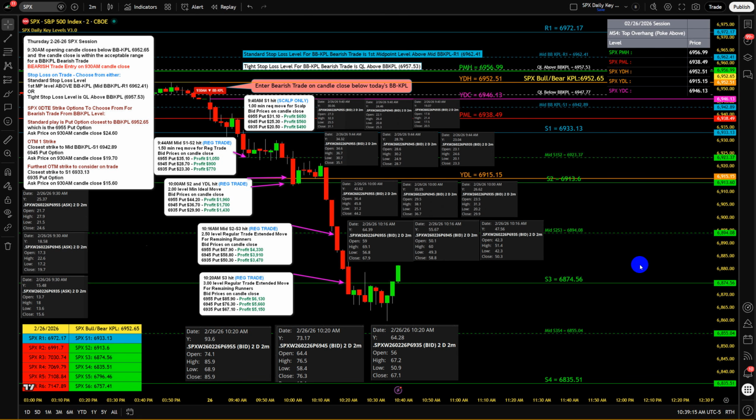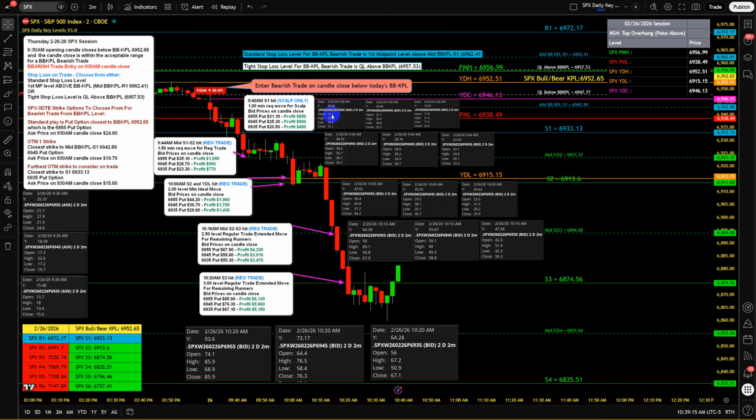Okay, so in today's session, we have the SPX Bull Bear Key Price Levels, which we have here abbreviated as KPL, of 6952.65. We have our optional range filter turned on for the 9:30 a.m. opening candle to tell us whether the opening candle is either closing above or below today's BBKPL level, and the alert will only show if the candle close is in the acceptable trading range for a trade off of today's bull bear KPL in either direction.